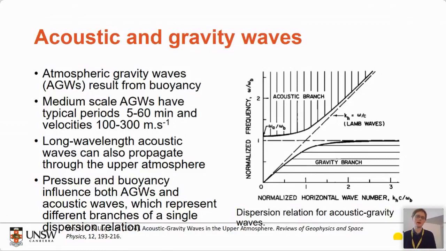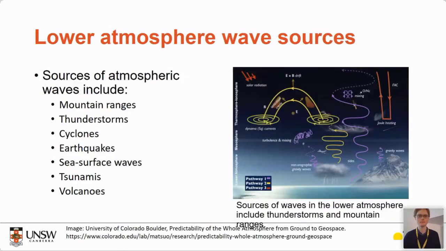The dispersion relation for these waves has two branches representing an acoustic branch and a gravity wave branch, as shown on the right of this slide. So there are many sources of acoustic and gravity waves. These include constant sources like sea surface waves and the flow of air over mountain ranges, the so-called orographic gravity waves. There are also transient effects such as thunderstorms, cyclones, earthquakes, tsunamis and volcanoes, which cause gravity waves or infrasound.